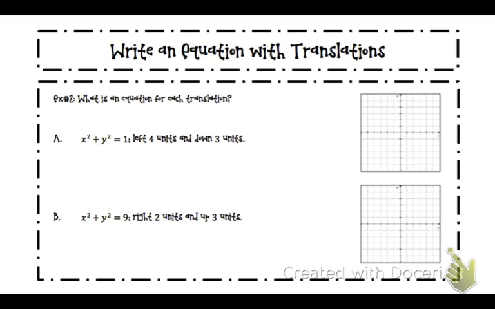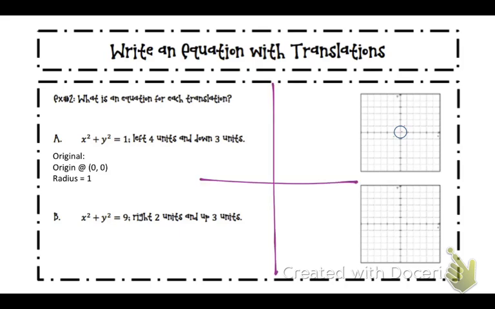Now here, we want to write an equation for each translation. So we have x squared plus y squared equals 1. Well, we have an origin at 0, 0, radius of 1. So we're just going to graph that right there. The easiest way to graph that is to draw a point right in the center, and then draw a point on top, on the side, and on the bottom. So I need to draw this bigger. If we draw a point at 0, 0, you can go up 1, draw a point there, right 1, draw a point there, down 1, draw a point, left 1, draw a point. There's your circle.